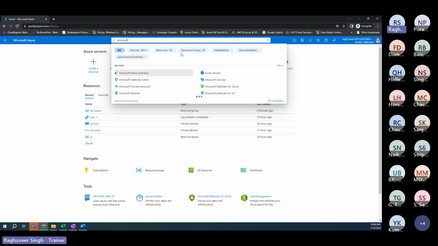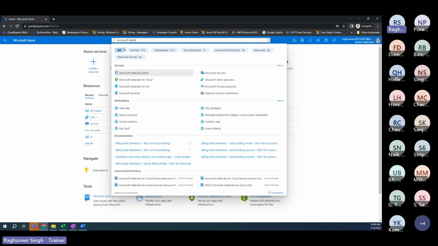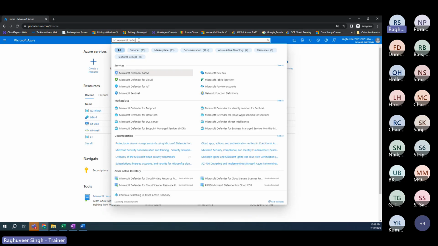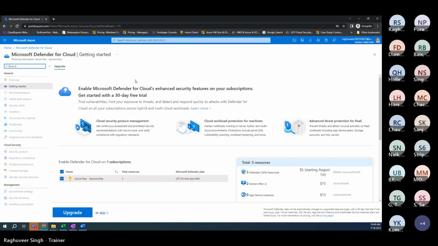You will need to type Microsoft Defender in the search. Either you type it complete or you type the first few letters and you will see the options here. One of the services that you see here with the name Microsoft Defender for Cloud, you need to click on this service. And when you click on this service, you see this page. This is the landing page of Microsoft Defender for Cloud.